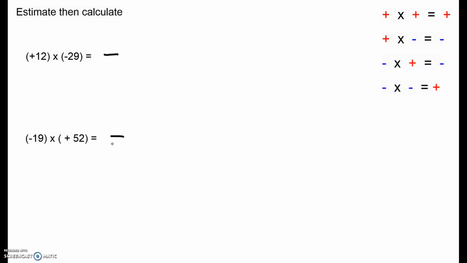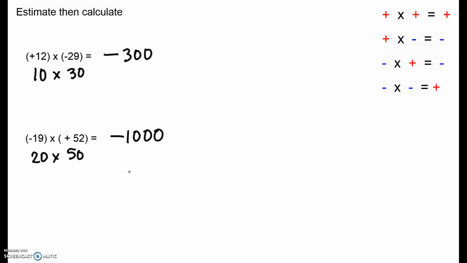Now, as far as the estimating goes, let's say here that 12 is close to 10, multiplied by 29 is close to 30. So let's give an estimate of negative 300. Okay, the second one, you can estimate 19 is close to 20 and 52 is close to 50. Sorry, negative 1,000 if we multiply that together.